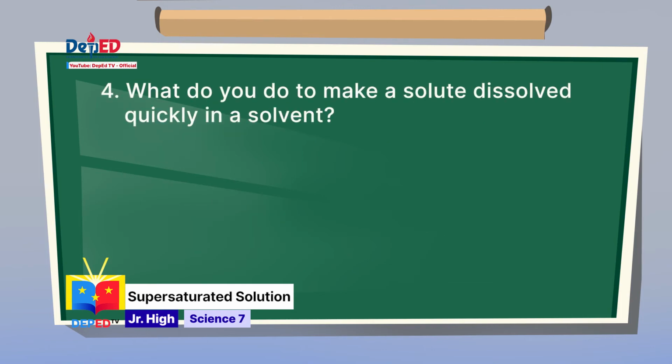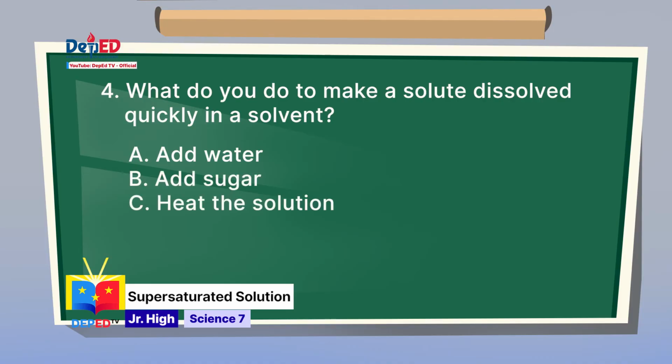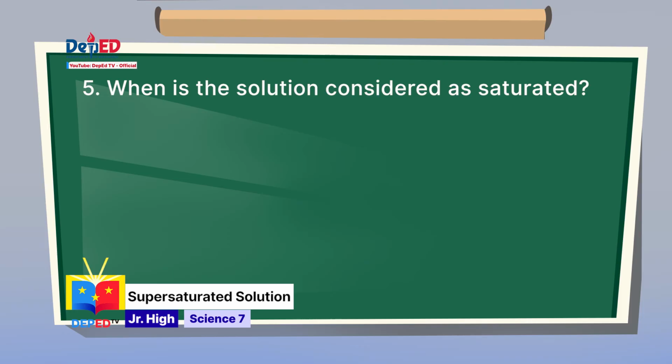Number 4. What do you do to make a solute dissolve quickly in a solvent? A. Add water. B. Add sugar. C. Heat the solution. D. Freeze the solution. The best way to dissolve a solute quickly in a solvent is to heat the solution. If your answer is letter C, good job! You are right!